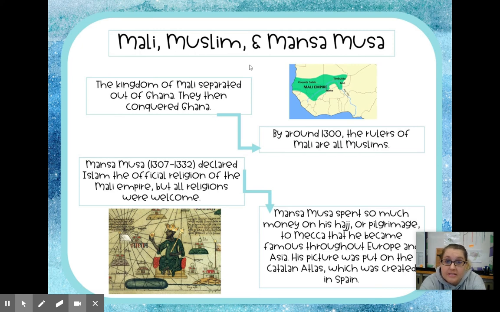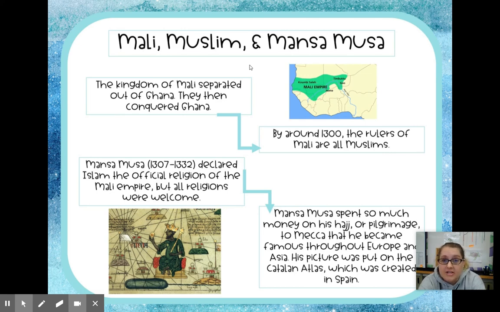We know that all of the Muslims are encouraged or expected to take a pilgrimage to the city of Mecca at least once in their life. So Mansa Musa decided he was ready to go on his pilgrimage. And remember, he's in Mali, which is in Western Africa. He has to go all the way to the Arabian Peninsula to get to Mecca.